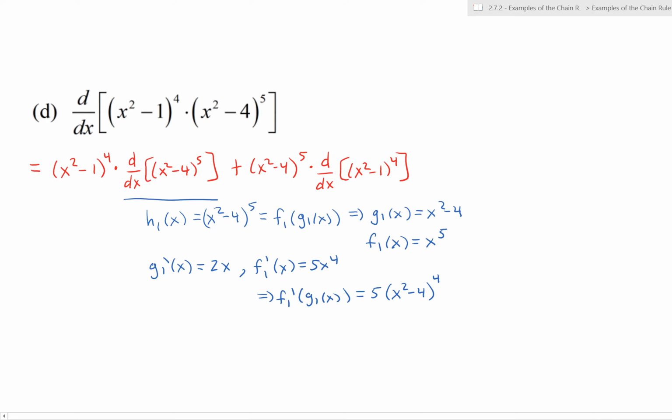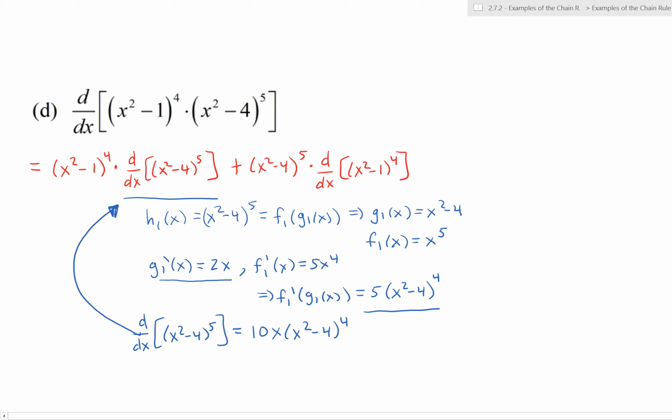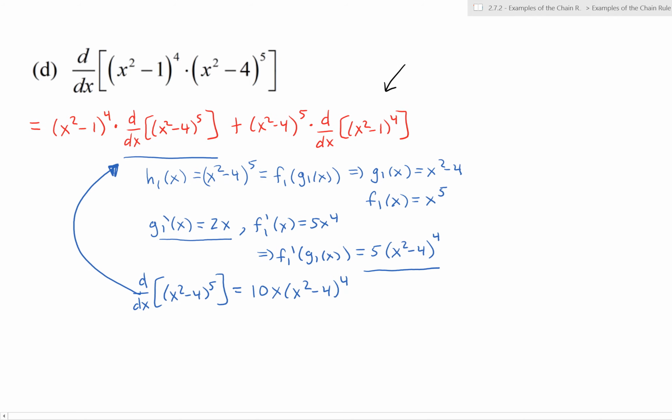And thus, we can write out that first derivative, the derivative with respect to x of x squared minus 4 to the 5th, is going to be g1 prime times f1 prime of g1 right here. So 2x times 5 gives us 10 times x, and then times x squared minus 4 to the 4th. So that's that part right there. But we still have to find this other derivative to complete our entire process. And so let's focus on that.